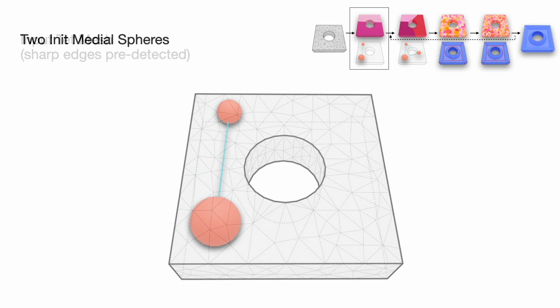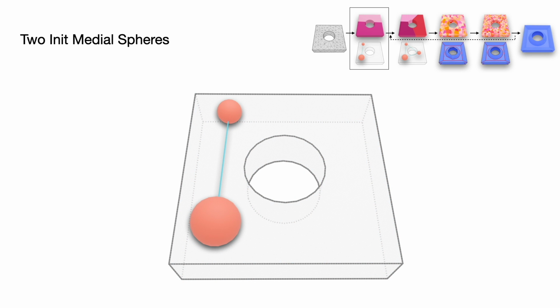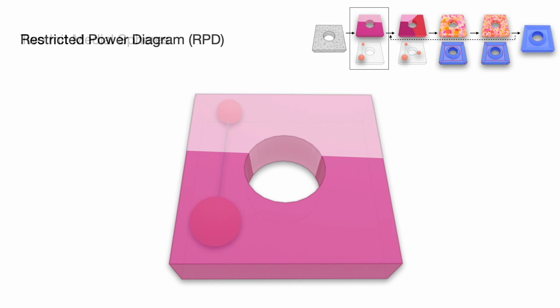The pipeline starts with an initial medial mesh of a small number of randomly placed medial spheres using the sphere shrinking algorithm. In this example, we generate 2 initial medial spheres. And we show the restricted power diagram, RPD, of these 2 medial spheres.